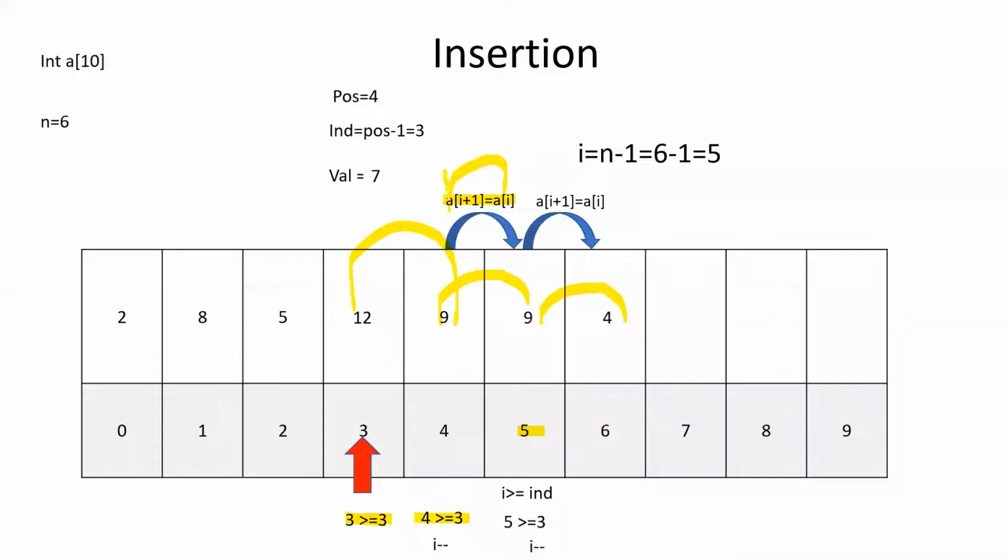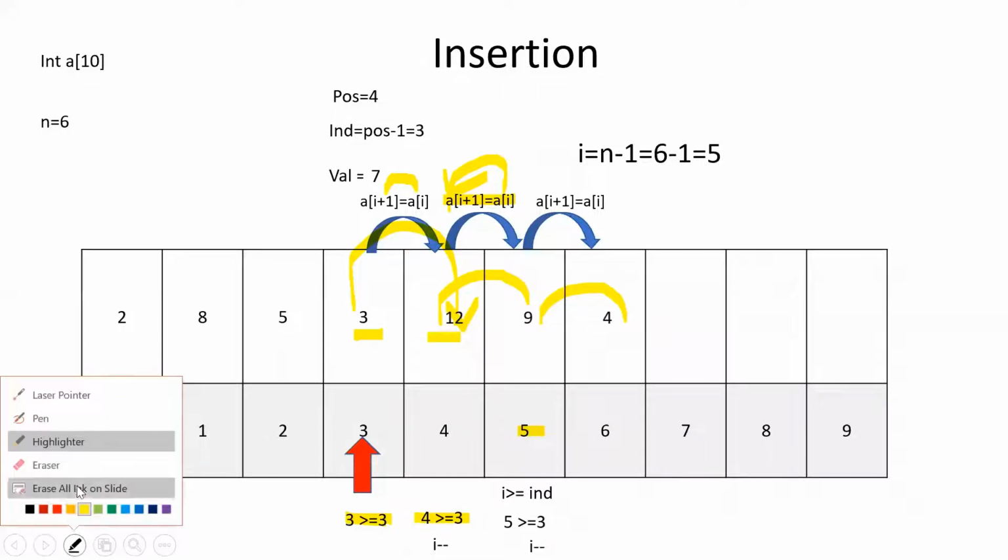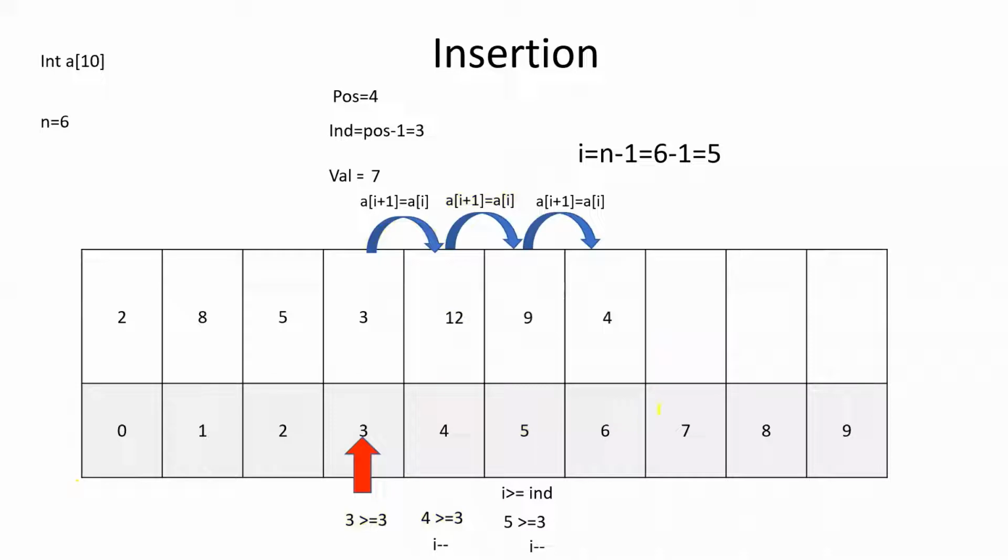Got it? Yes, ma'am. So as this condition is true, you will be copying, that is, we are assigning the value present at A of I to A of I plus 1. This is A of I, 12 is A of I, and the value present in A of I plus 1 will be overwritten by 12. This will happen when the condition is satisfied, right? Now what is the next step? What is the next step?